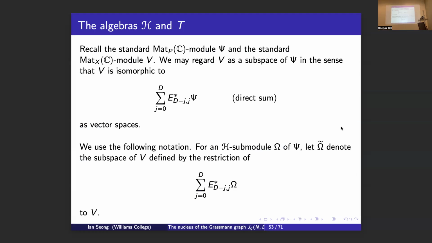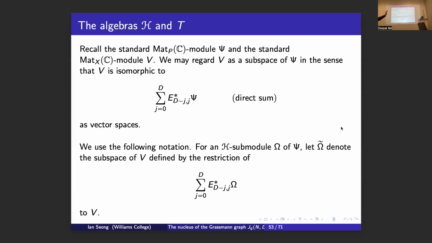Okay, so now we're going to link the algebra H and the algebra T. If you recall, we had the projective geometry picture, and then we had a red rectangle in the middle. What we're going to do is slice through and look at the d-dimensional slice. That's basically what we're doing.